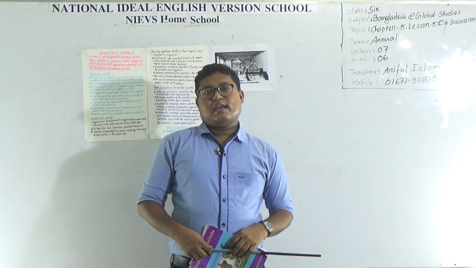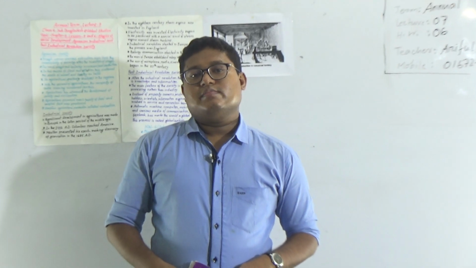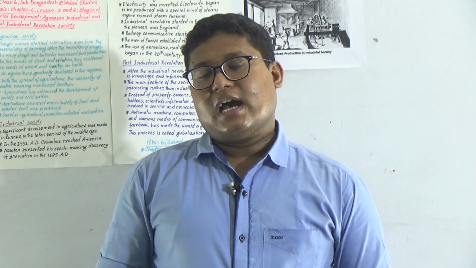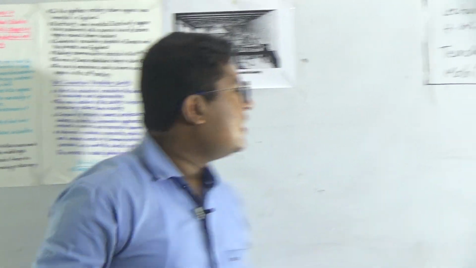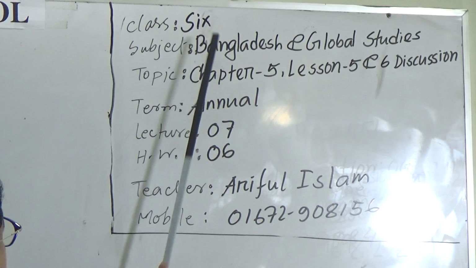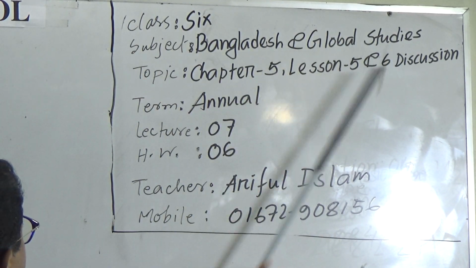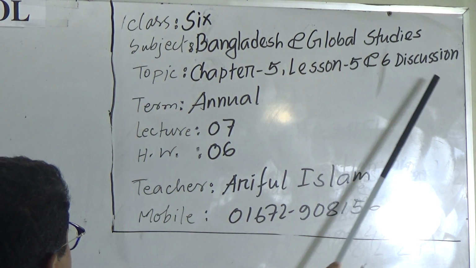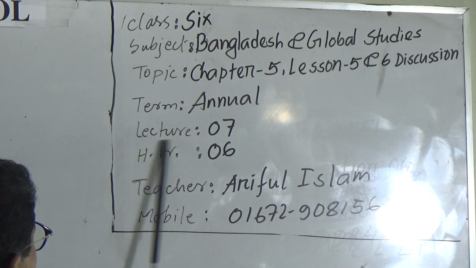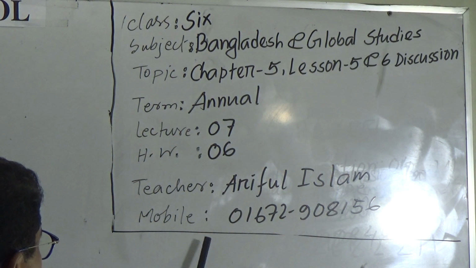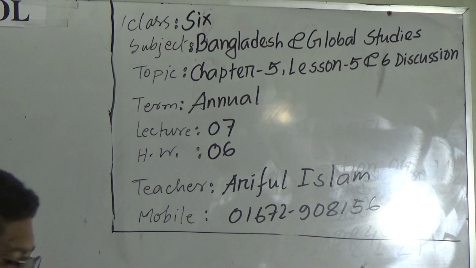Today I am going to take the BGS class, Bangladesh and Global Studies class for class 6 students. Our today's topic is Chapter 5, Lessons 5 and 6. So, class 6, subject Bangladesh and Global Studies, topic Chapter 5, Lessons 5 and 6 discussion, term annual, lecture 7, SW 6. Teacher Ariful Islam, and this is my mobile number.